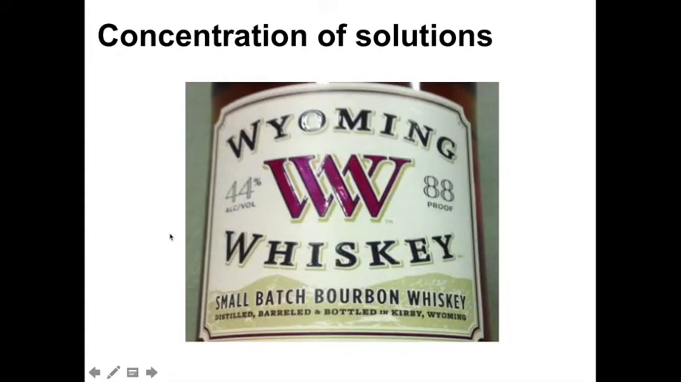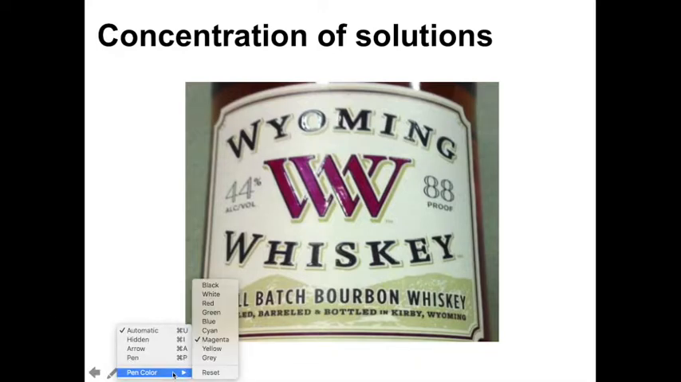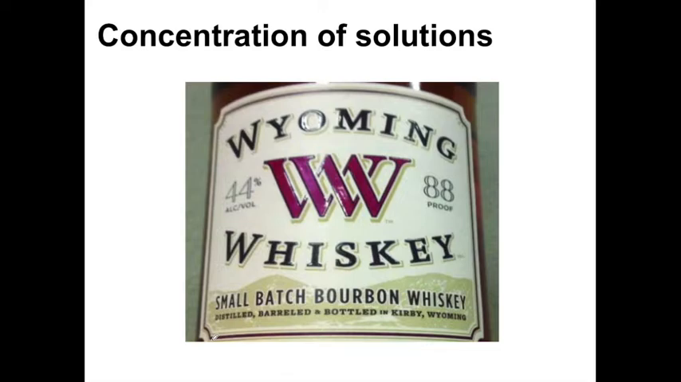So, if we're talking about solutions, we must also consider their concentrations. I have here the label for the whiskey I showed a while ago. For those who drink, I'm sure you're familiar with alcoholic drinks having this description on their label. It says 88 proof. So 88 proof is actually an indication of the concentration of alcohol in your drink. On the other side, you see here 44% alcohol per volume.